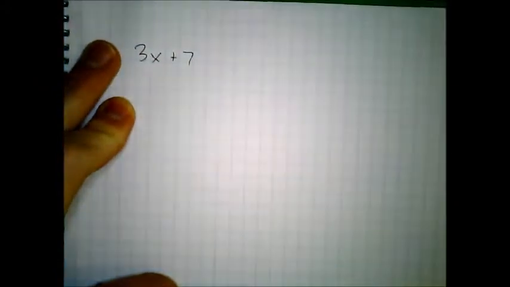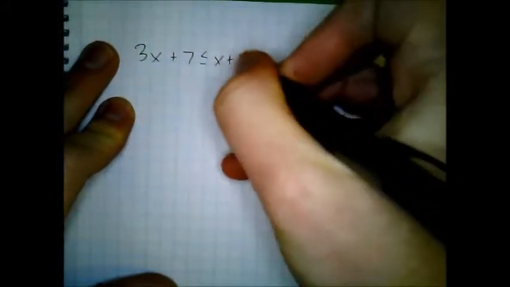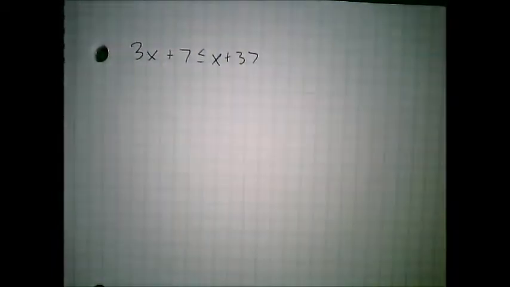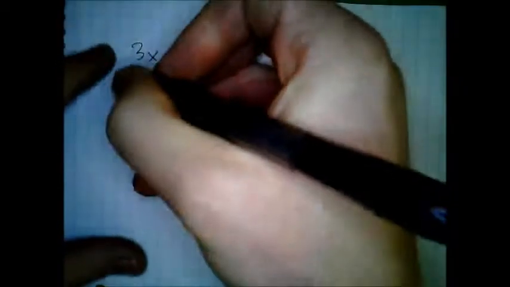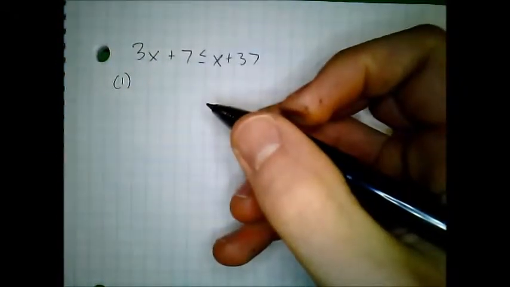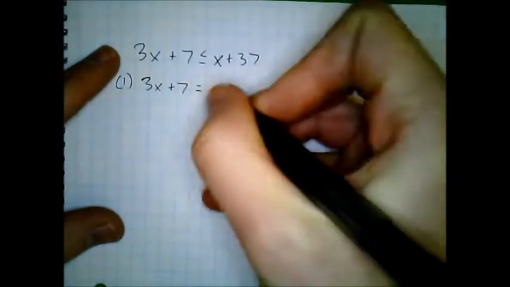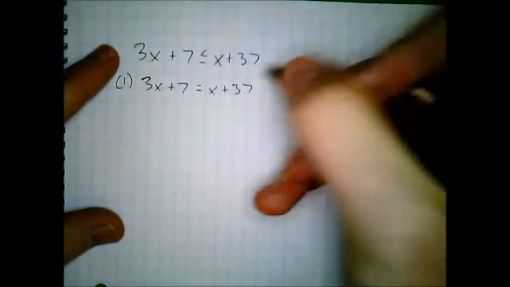So let's say we have the inequality 3x plus 7 is less than or equal to x plus 37. Now we have variables on both sides, which we are going to have to take care of at one point, but the first thing is always the same. Let's find this boundary point. We want to know when this left expression 3x plus 7 will equal the right expression.